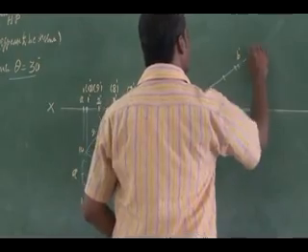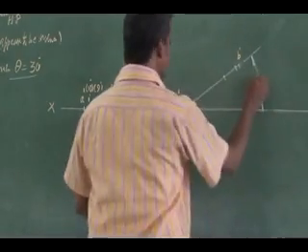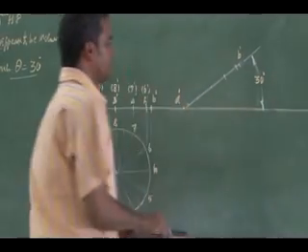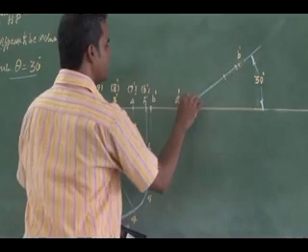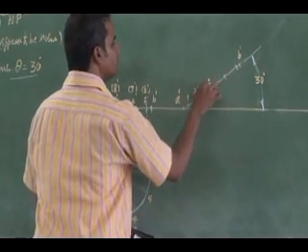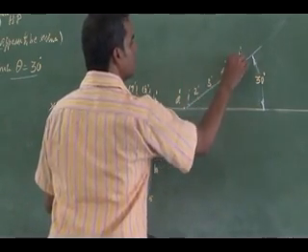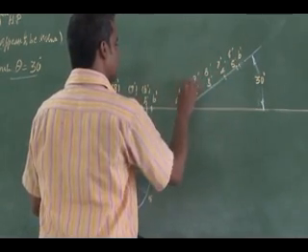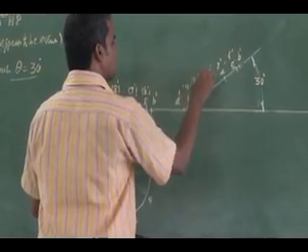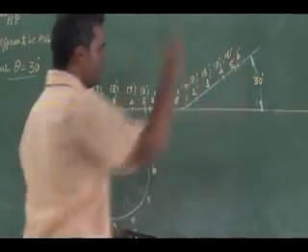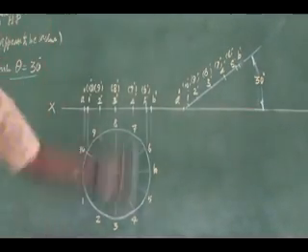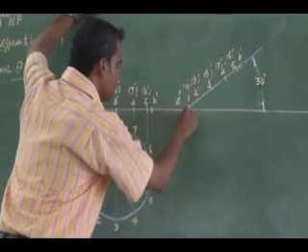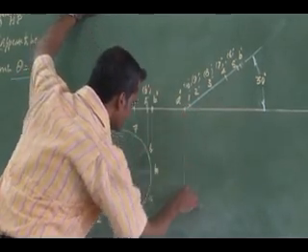Inclination is 30 degree. Right. So this is my 1 dash, 2 dash, 3 dash, 4 dash, 5 dash, 6 dash, 7 dash, 8 dash. Right. Then I have to draw the projectors from the front view, external.